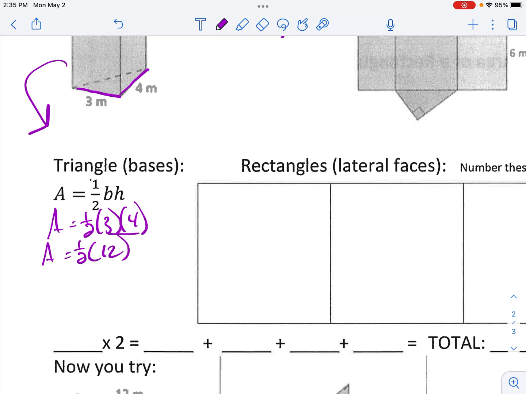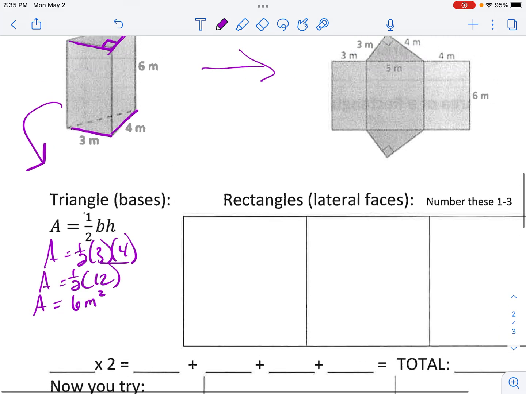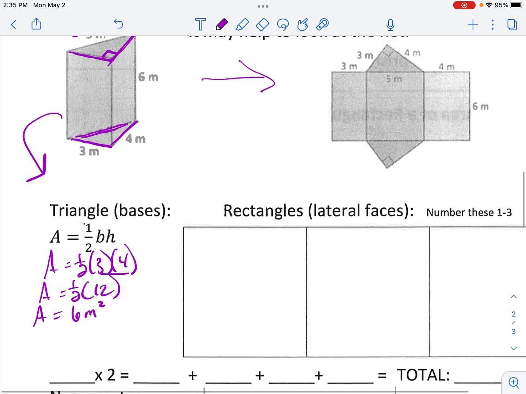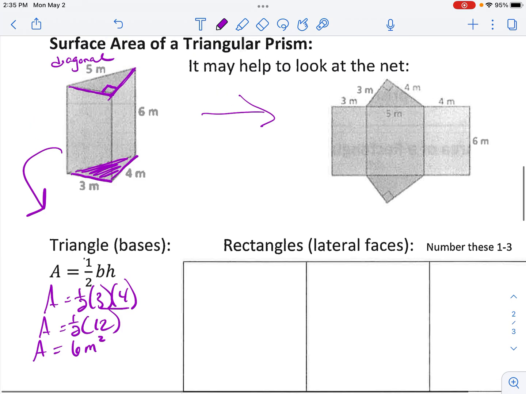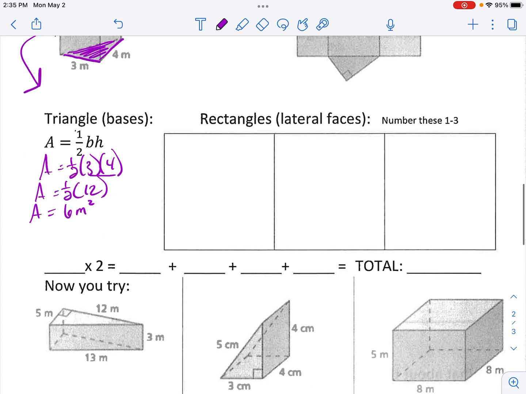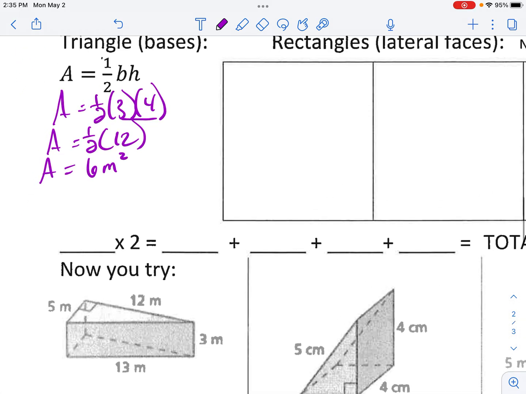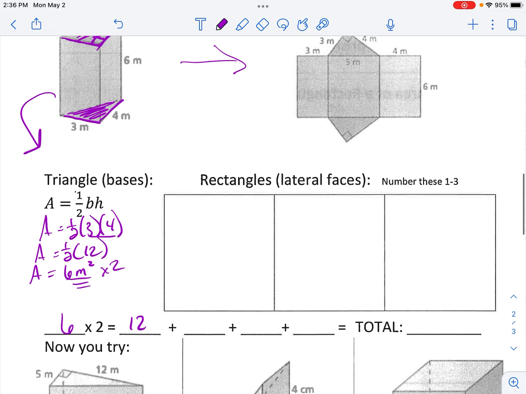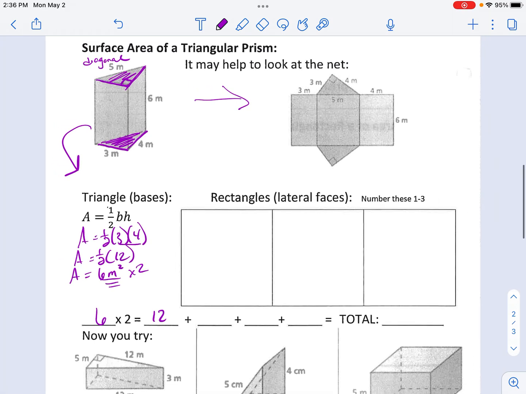4 times 3 is 12. Half of 12 is 6 meters squared. That is one triangle, right? That's maybe the bottom. The top is going to be the same, 3 by 4. So you're going to do the exact same thing and multiply your answer by 2 since there's a top and bottom triangle. Okay, you have to remember everything is multiplied by 2.